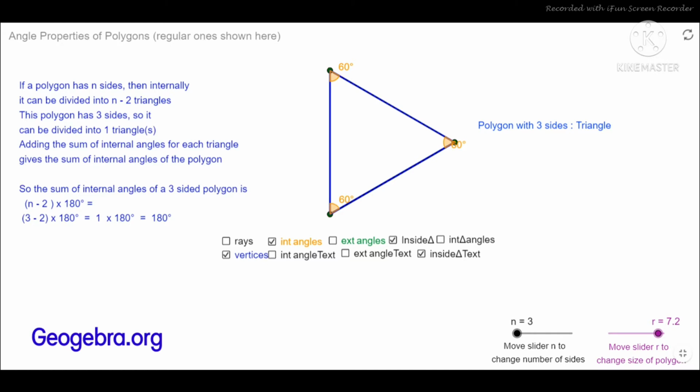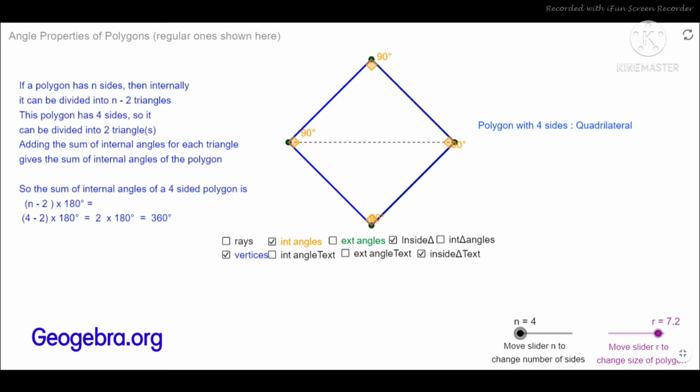Now you can see the formula (n minus 2) multiplied by 180 degrees. Let's see what this n minus 2 is. If a polygon has n sides, then internally it can be divided into n minus 2 triangles. Any polygon can be divided into triangles, and the number of triangles is n minus 2. Each triangle is 180 degrees, as we can see here. So the sum of the interior angles of a triangle is 180 degrees, and using that we will be finding the sum of the interior angles of different polygons.